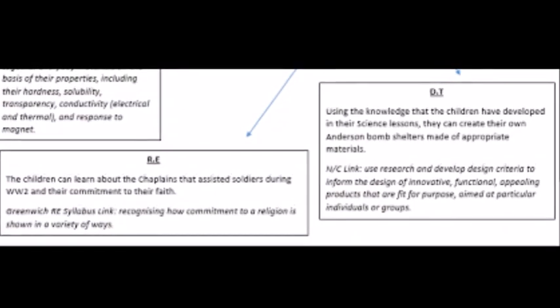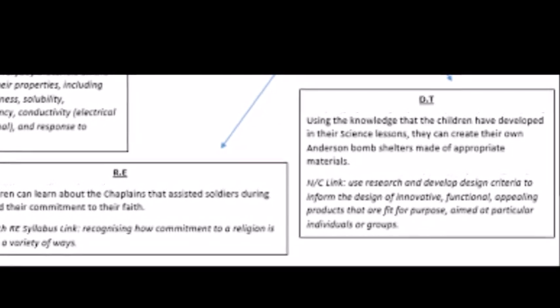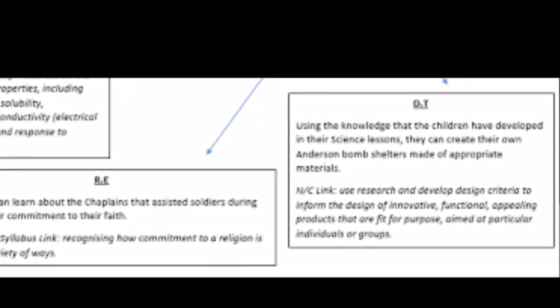We can link this Anderson shelter to science because we can test what materials would be good to make our own Anderson shelter back at school. This is reflective of the DT national curriculum, as the children will be able to make their own Anderson shelter that is fit for purpose and for a particular group of people. Another science element would be the blackout curtains, because you can look at what materials would be suitable to use.